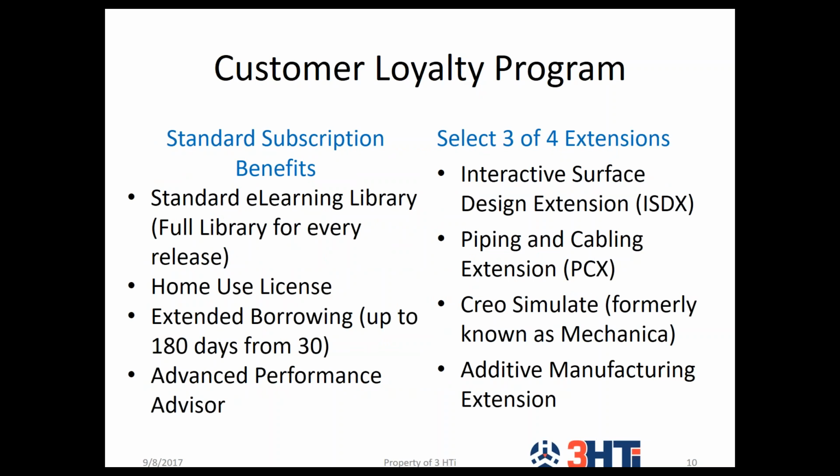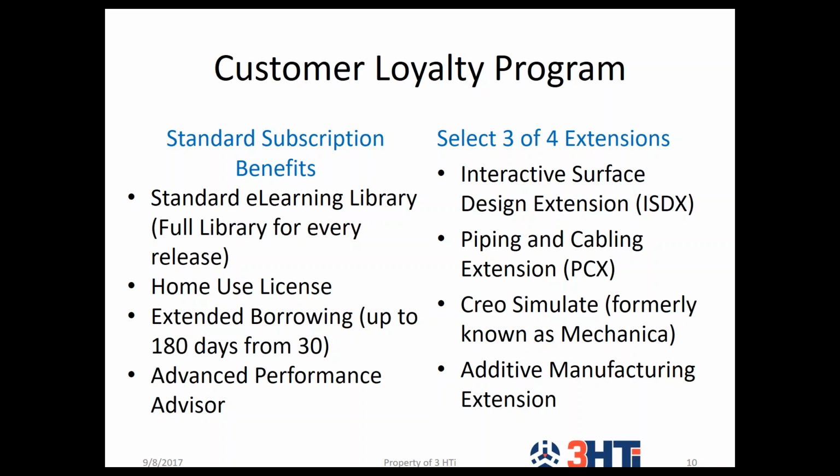So what you receive when you convert your perpetual license to a subscription, the standard subscription benefits: you get the standard e-learning library, full use of the library for every single Creo Pro Engineer release. You also receive a home use license at no extra charge, and extended borrowing: instead of 30 days of extended borrowing, you can go up to 180 days. And you also have the Advanced Performance Advisor included.